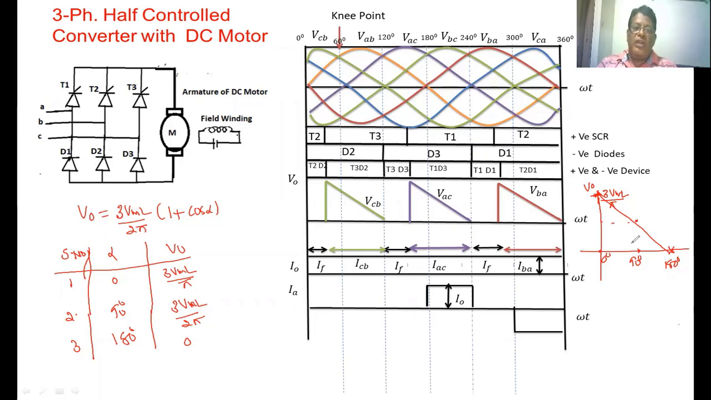Some loads require only the motoring operation. By that time, you can use this circuit to control the speed of a motor. It is very cheap when compared to the three-phase fully controlled converter. That's why we are studying the three-phase half controlled converter with a DC motor load.